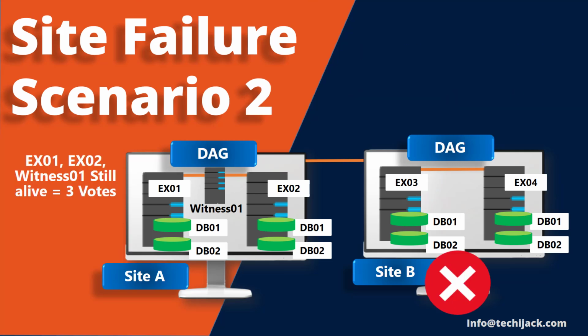If site B goes down, we have EX01, EX02 and the witness server still alive. That means we have 3 votes, and in this situation the DAG remains online automatically.